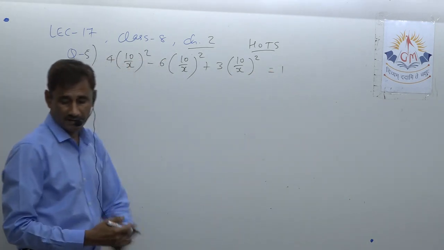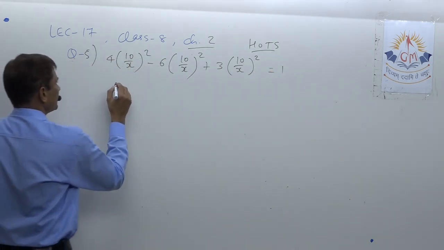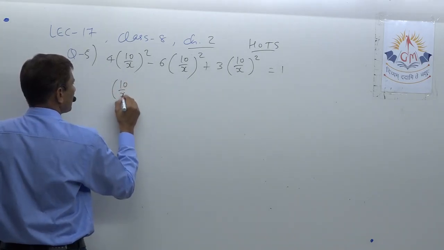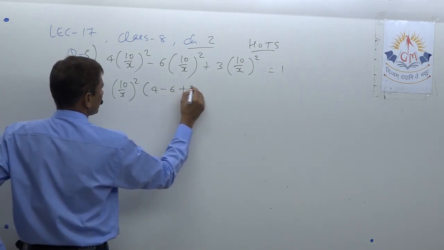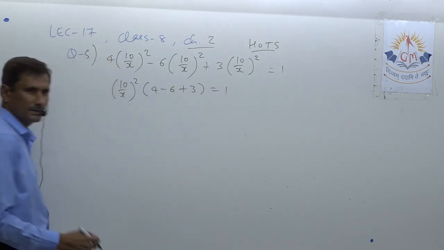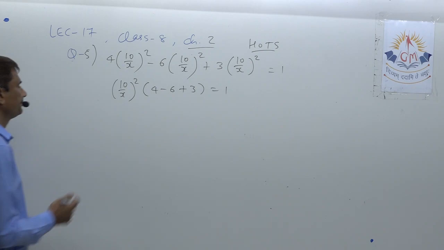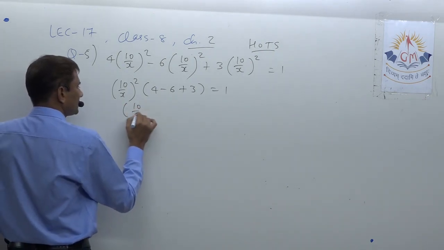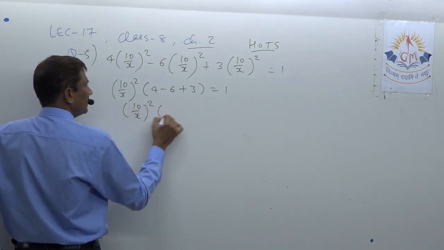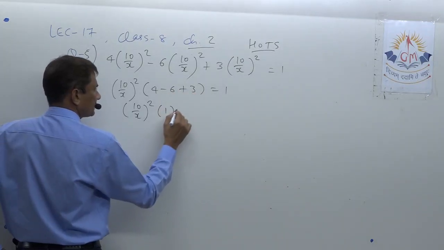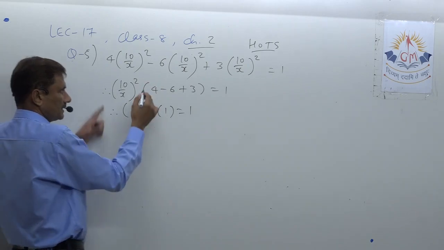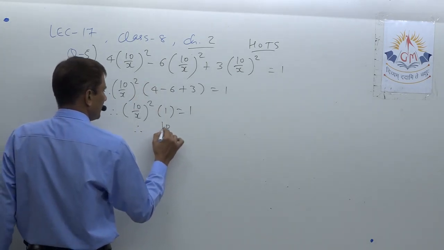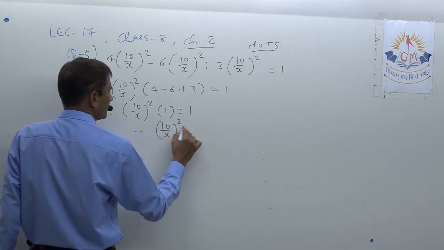We have to find x here. Otherwise, you consider (10 by x) square is taken common because it is common everywhere. So 4 is there, minus 6 is there, and plus 3 is there. Understood? It is taken common. So here (10 by x) all square, 4 plus 3, 7 minus 6, 1. So obviously it will be, and here everywhere therefore the sign should be there. So (10 by x) whole square equals 1.